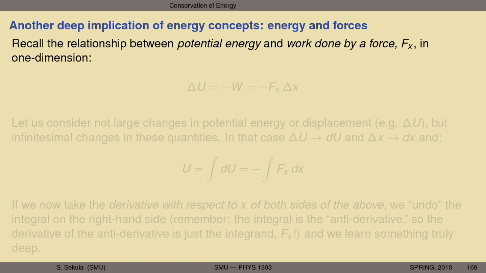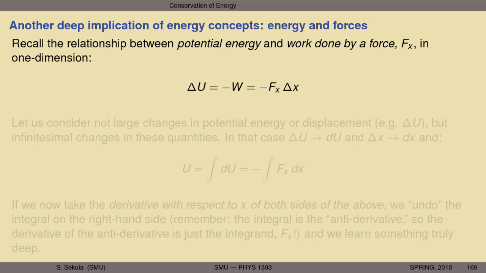I'm going to do this entire analysis for now in only one dimension to simplify this a little bit for you. The change in potential energy will be equal to the negative of the work done by this force. And grossly speaking, if we're talking about a constant force acting over a displacement, this will then be equal to the negative of the force times the displacement.